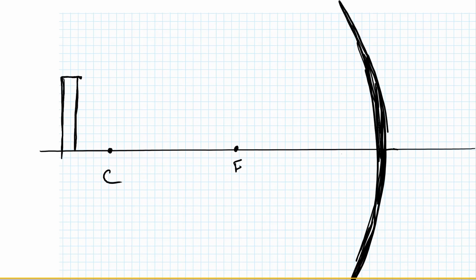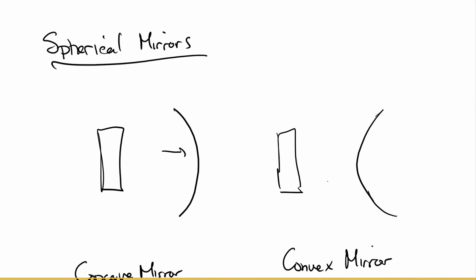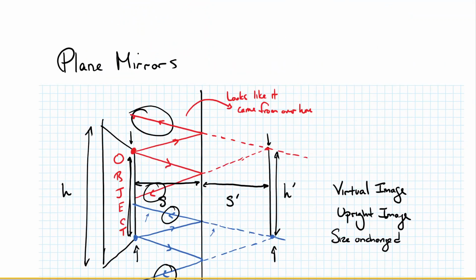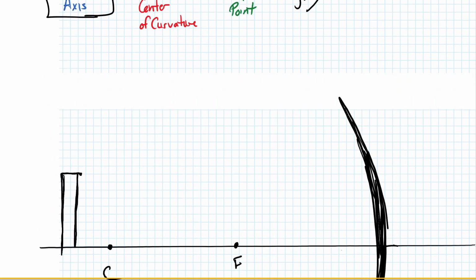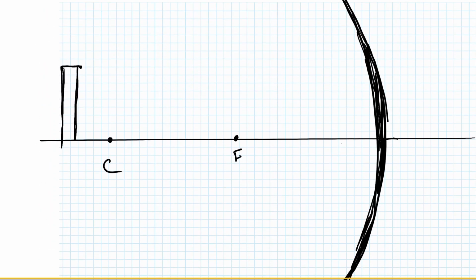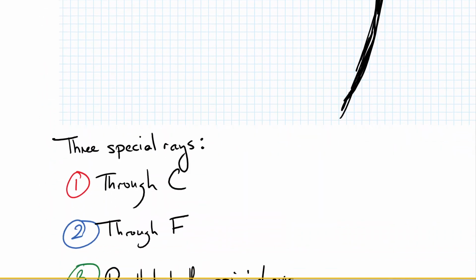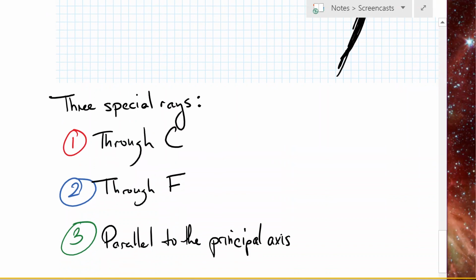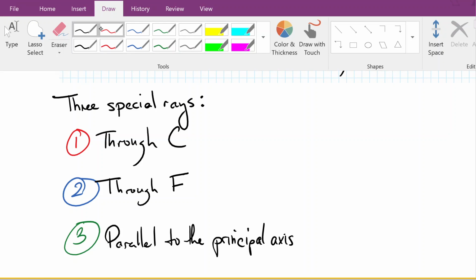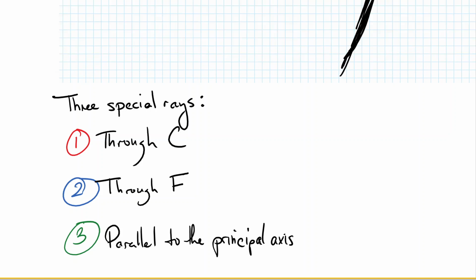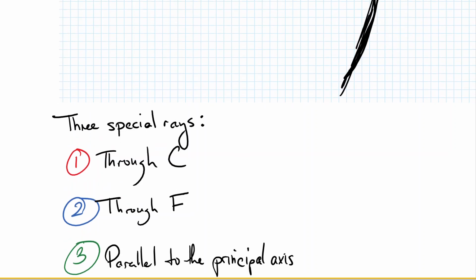And so we could do this crazy stuff that we were doing up here with the whole angle in, angle out stuff, but a curved mirror is really tough to do. You have to talk about the normal, local to it, and that's too much. So there are three special rays we're going to draw. One special ray is going to pass through the center of curvature. One special ray is going to pass through the focal point, and one special ray is going to go parallel to the principal axis.